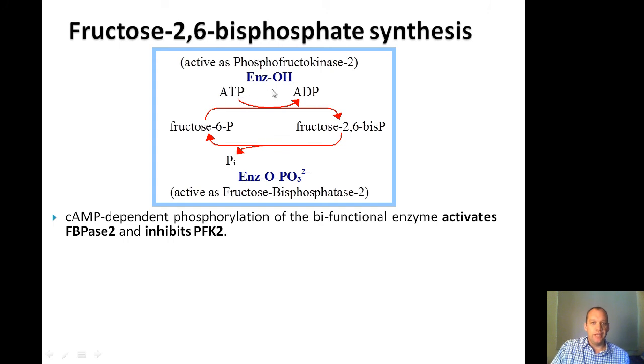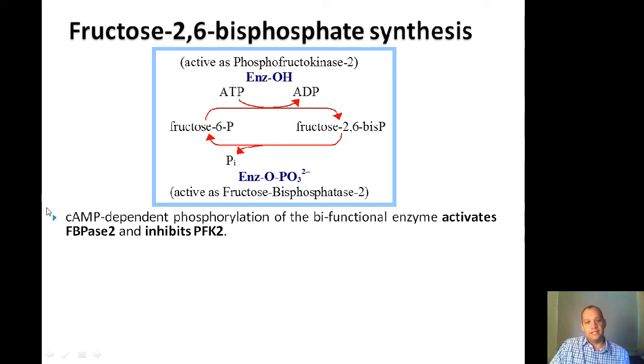So when the enzyme is dephosphorylated, and that's what we indicate here, enzyme with an OH group, dephosphorylated, as opposed to enzyme with a phosphate group, the phosphorylated form, it will act as the kinase and take fructose 6-phosphate and produce fructose 2,6-bisphosphate. But when it is phosphorylated, the kinase activity will be inactive and the phosphatase activity will be active, and this will allow the enzyme to then take fructose 2,6-bisphosphate, dephosphorylate it, and form fructose 6-phosphate.